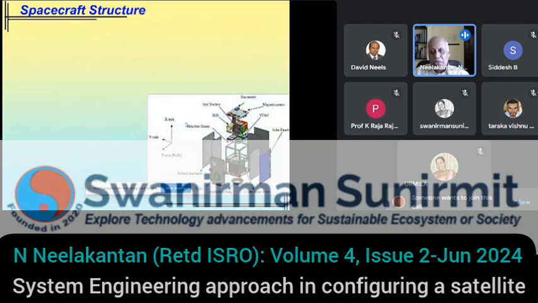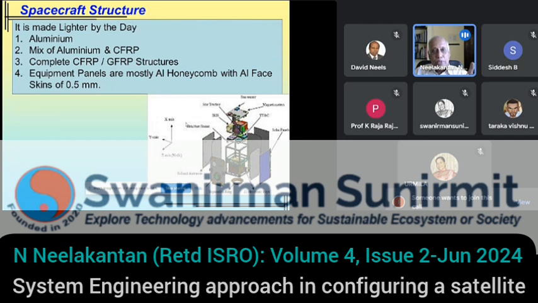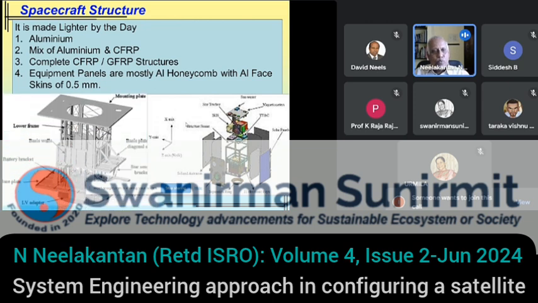This is one structure with a central cylinder with the equipment panels. It is made of aluminium in the earlier days. Now it has migrated to a mix of aluminium and fiber plastics, carbon fiber reinforced plastics. Then came the lightweight complete carbon fiber reinforced plastics or glass fiber reinforced plastics. Otherwise, wherever there is high dissipation, the equipment panels are mostly aluminium honeycomb with metallic face skins. This is another view of another structure with the equipment panels and the supporting frames and all that.